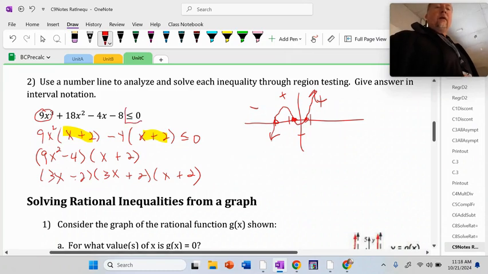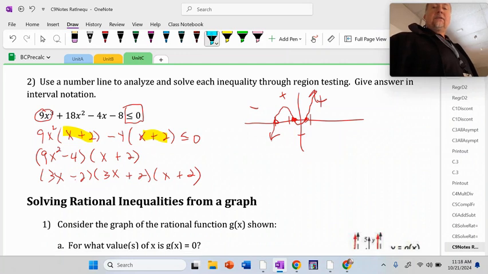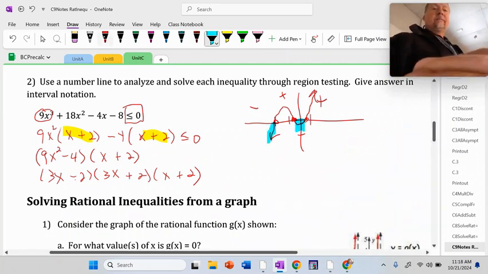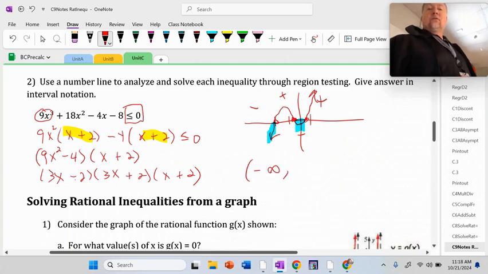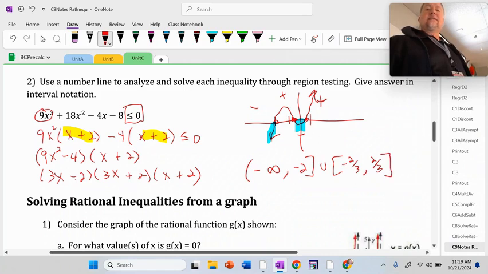And who do I want? Above or below? Which one? Below. So it's these, this, and this. Right? So negative infinity to negative 2. Now, is it a bracket or parenthesis? It's a bracket because these are zeros. And then union that with those, sorry, I went over that pretty fast, but 2/3 and negative 2/3 are those other zeros. So this has already been tested. You've already been tested on this.